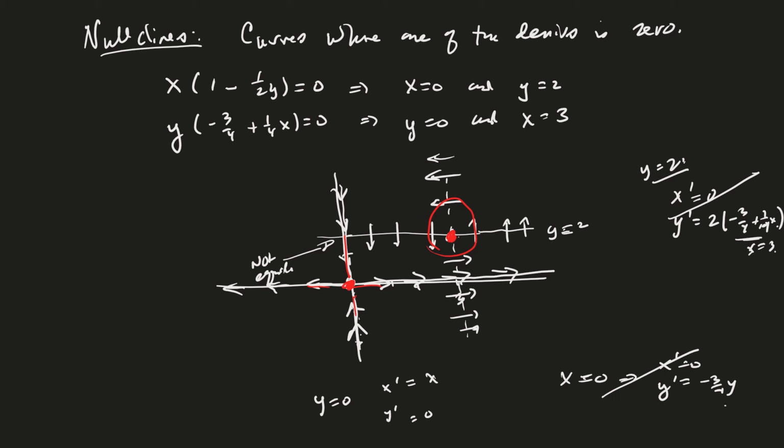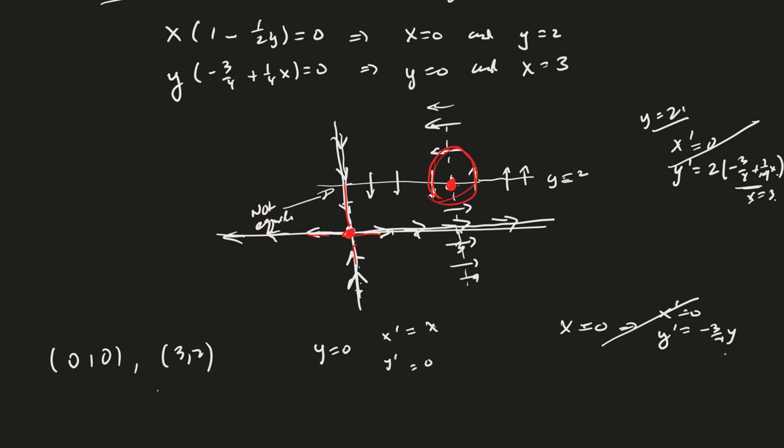That's a saddle, right? So it looks like this is a saddle, and this is something, maybe a spiral? I don't know. So let's take a look at our Jacobian now. So now we have our two equilibrium solutions, (0, 0) and (3, 2). And now we can write down our Jacobian matrix, right?